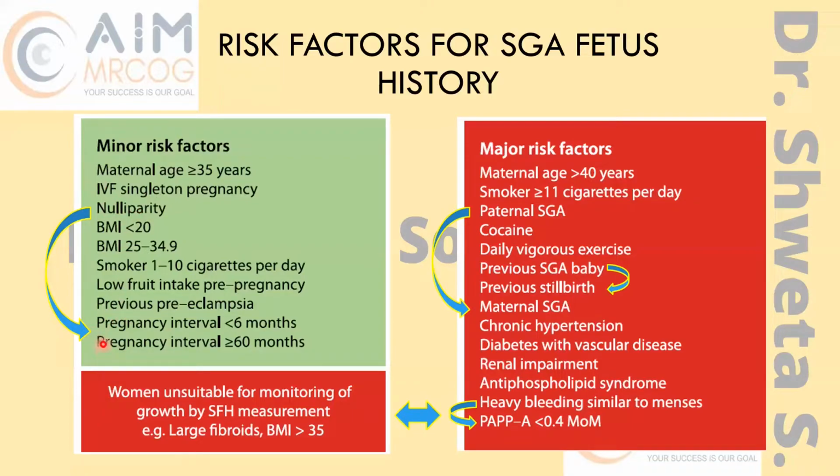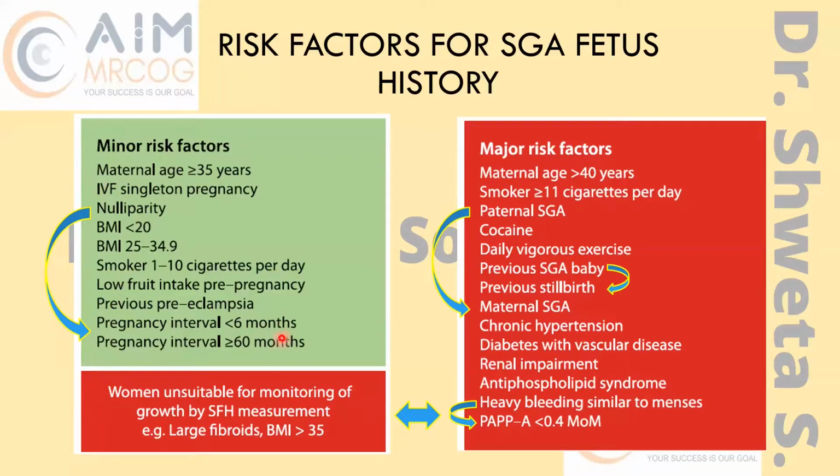If she's multipara, you have to see her previous pregnancy. They will give you in the question that the baby is less than 6 months old, like 2 months, 3 months, 4 months old. Or they will give you that the baby is 5 years old or more.